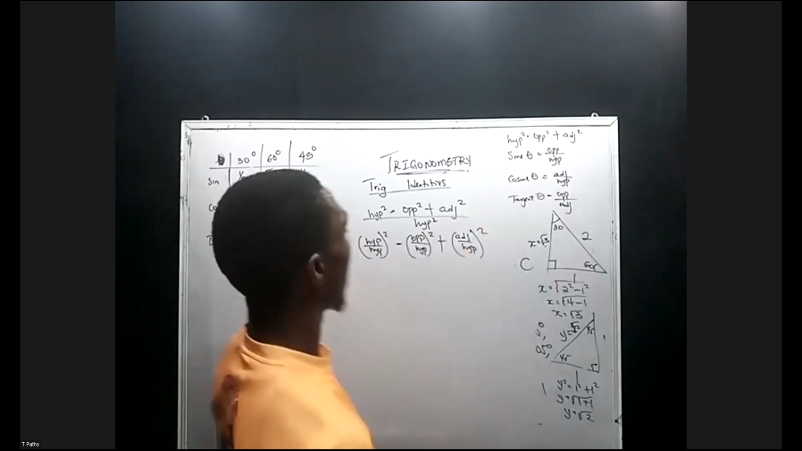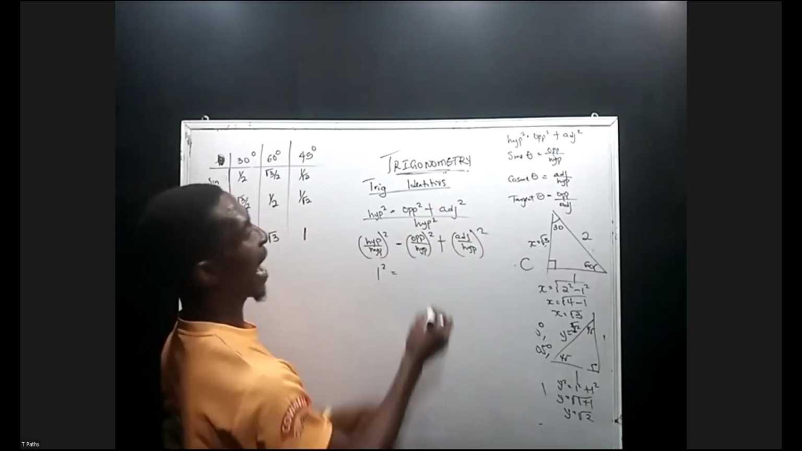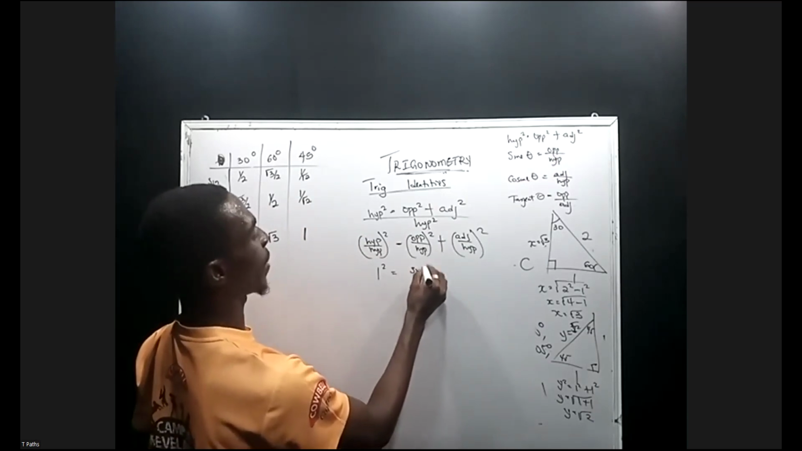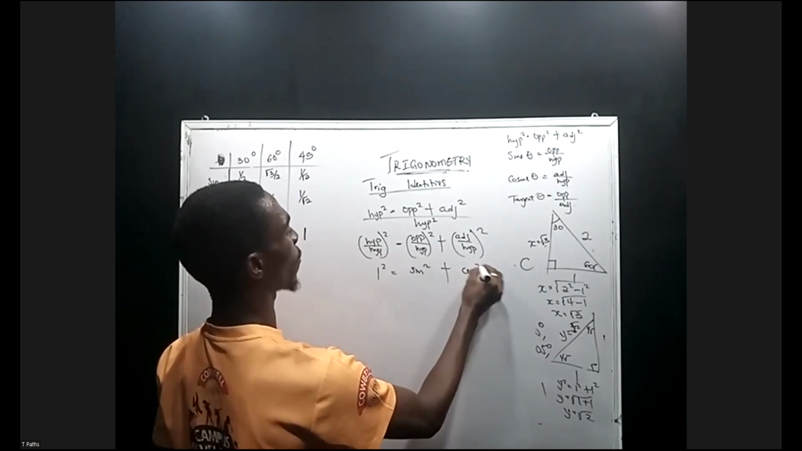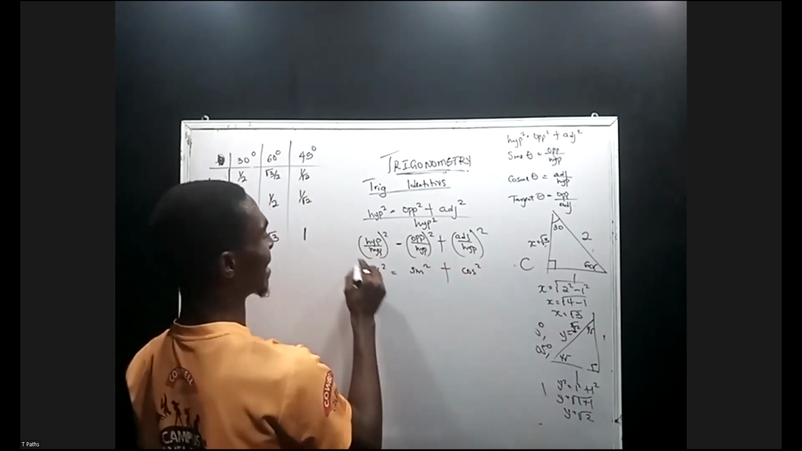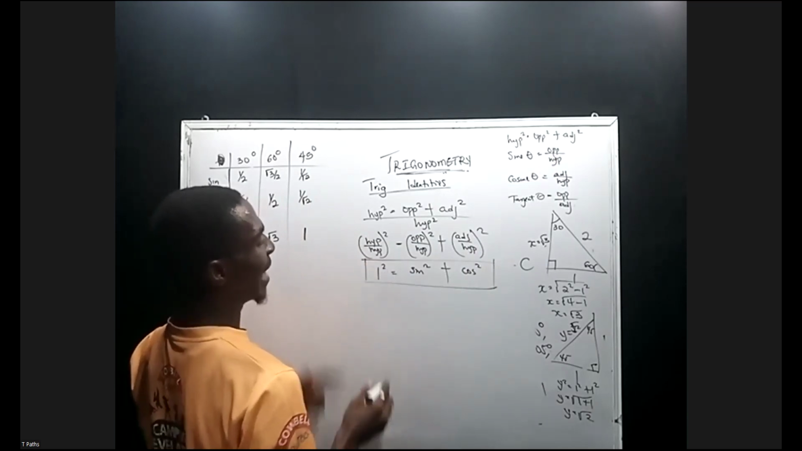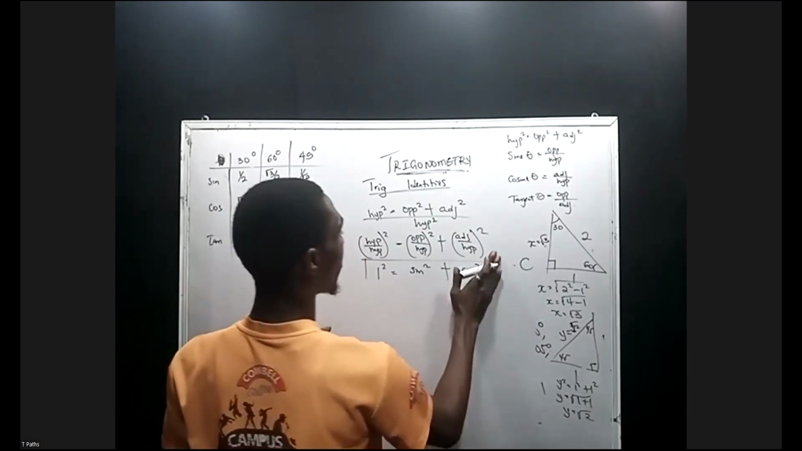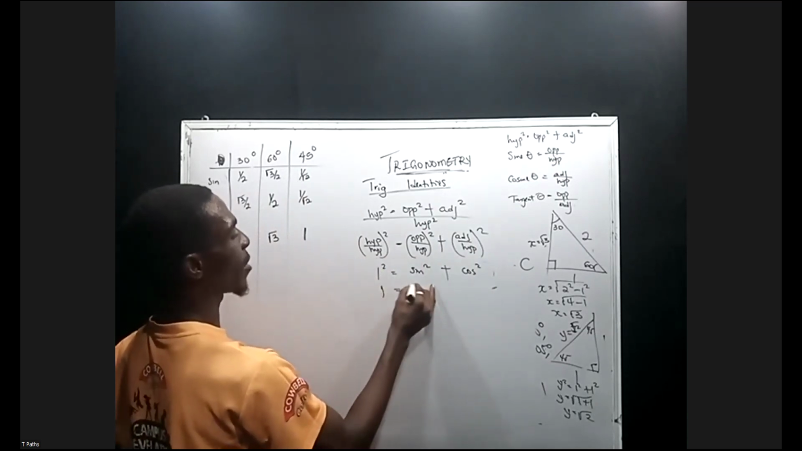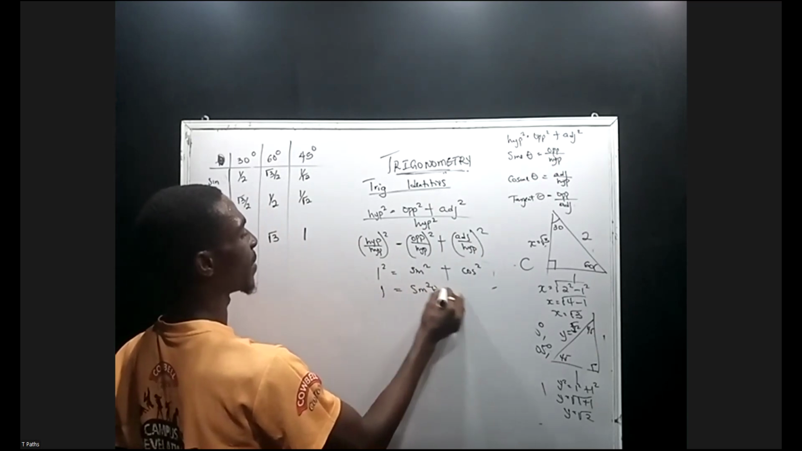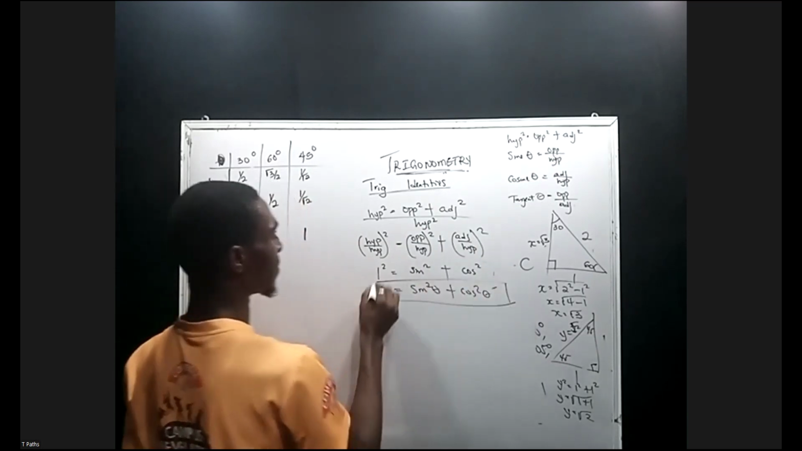Now, from here, this divided by this is 1 squared. Opposite over hypotenuse is sine squared, then plus adjacent over hypotenuse is cos squared. So here is the first identity. Sine squared theta plus cos squared theta is the same as 1. Let me write it very well for you: 1 equals sine squared theta plus cos squared theta. Here is the first identity.